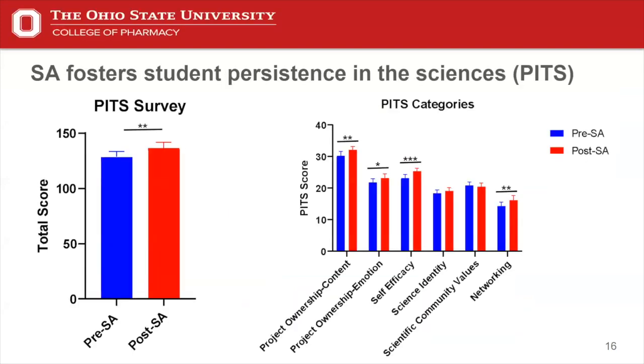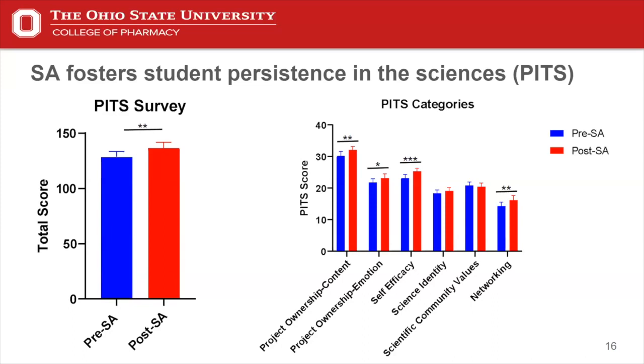And then finally, the last research question that we wanted to determine was, after the students had gone through this course and engaged in the research literature, has that contributed to a sense of science identity that is predictive of student persistence in the sciences? So we used the experimentally validated and unfortunately acronymed PITS survey for persistence in the sciences.